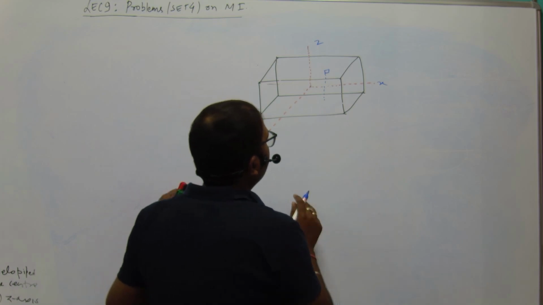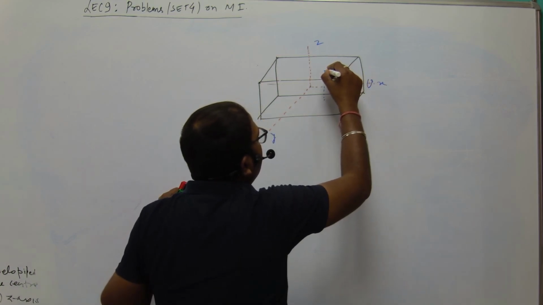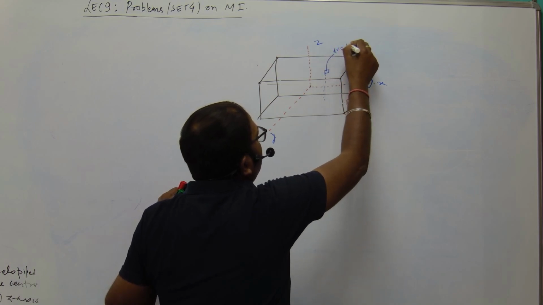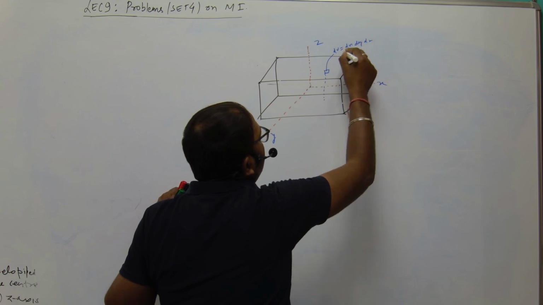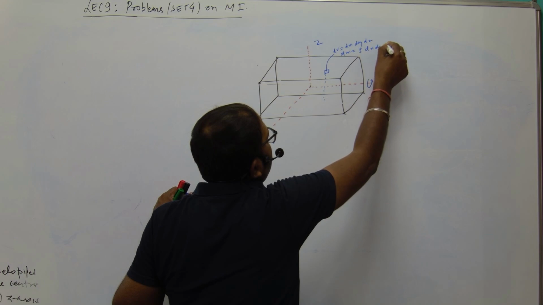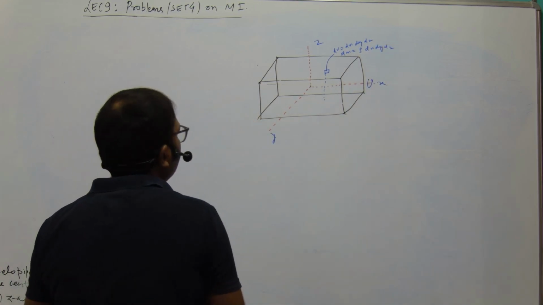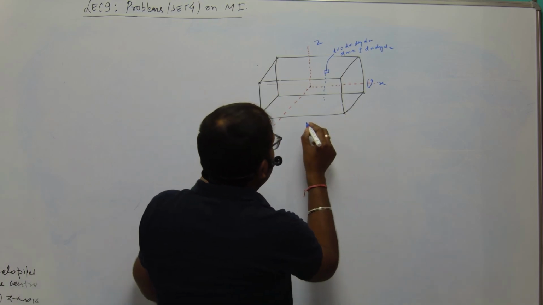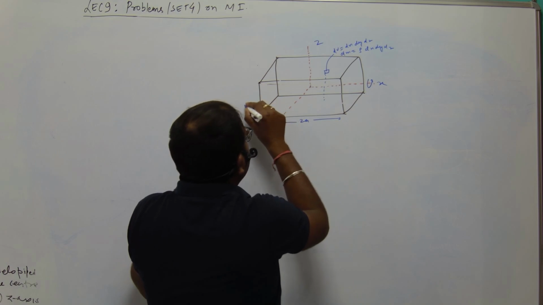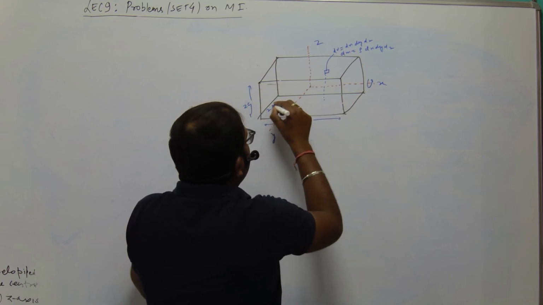Okay, so we have to find the moment of inertia about Ix. So let us take an elemental mass dm. So the elemental volume dv is equal to dx into dy into dz. So we have the elemental mass is rho times of dx, dy and dz. Okay, so the length is given as 2a, 2b and 2c. So this whole length is 2a. This whole length is 2a. Similarly, whole length is 2c. And we have this length is 2b.